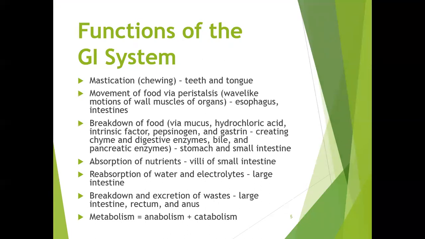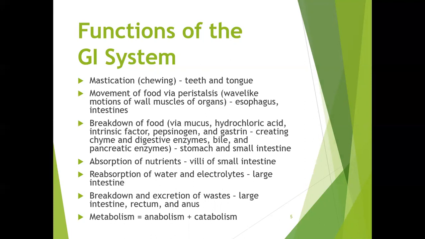Absorption of nutrients is another function of the GI system. The villi of the small intestine promote the absorption of nutrients from food product. The reabsorption of water and electrolytes is an important function of the large intestine. And as that water is taken from the food product, the waste becomes more compacted and is more easily produced without issues like diarrhea. Breakdown and excretion of waste occurs by going through the large intestine, rectum, and anus.